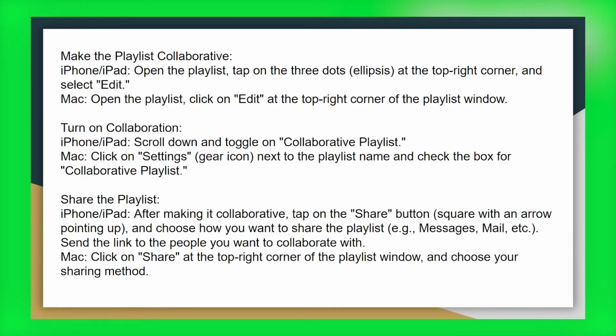Open the playlist, tap on the three dots at the top right corner and select Edit. For Mac, open the playlist and click on Edit at the top right corner of the playlist window. Scroll down and toggle on Collaborative Playlist. On Mac, click on Settings next to the playlist name and check the box for Collaborative Playlist.